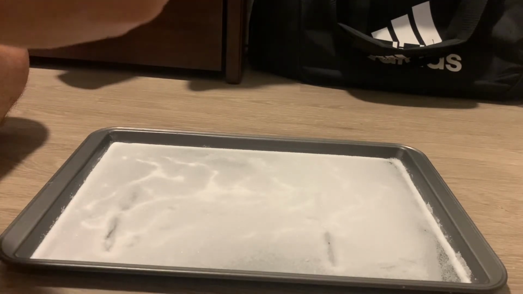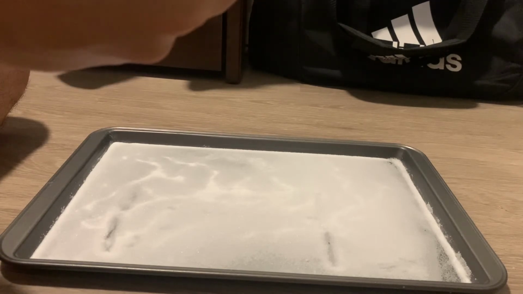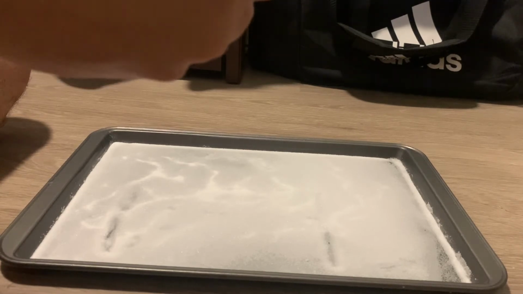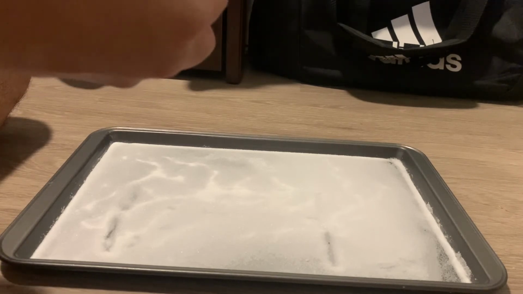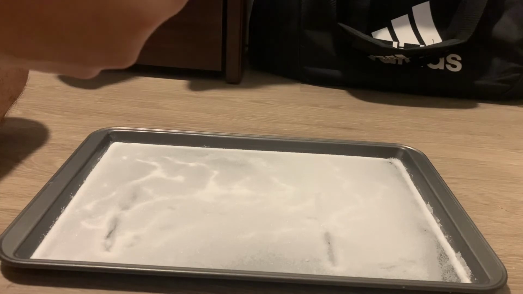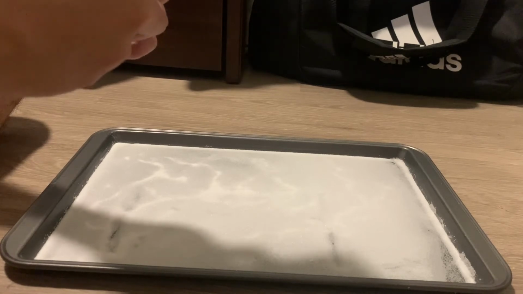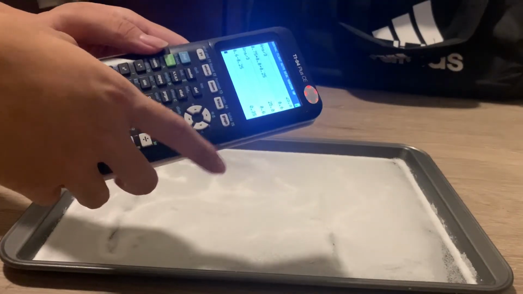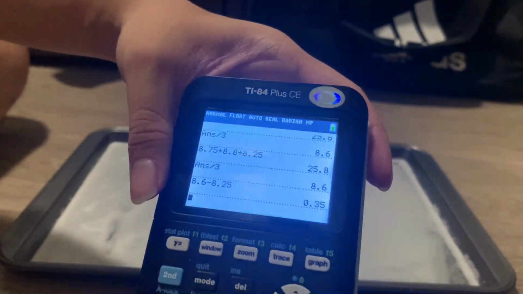So in order to get the uncertainty, I will measure the distance from 8.6 to the one that is considered the furthest in terms of distance from 8.6. In this case, we would have 8.25, which has the largest distance from 8.6. So I will take 8.6 minus 8.25, and we would get 0.35. As you can see over here, 0.35 as the uncertainty.